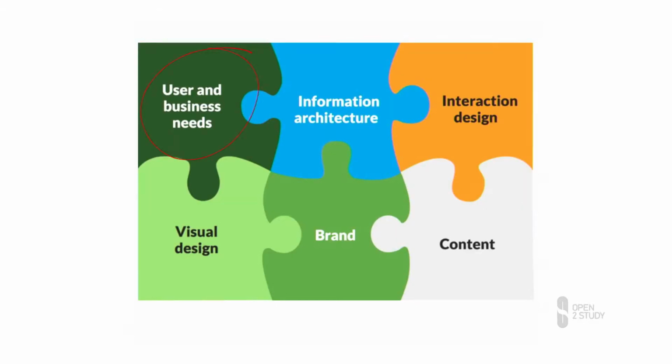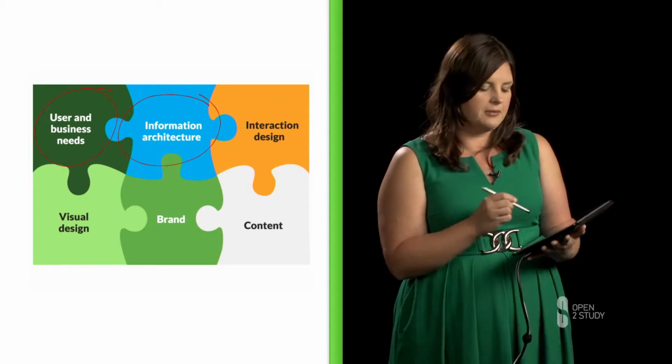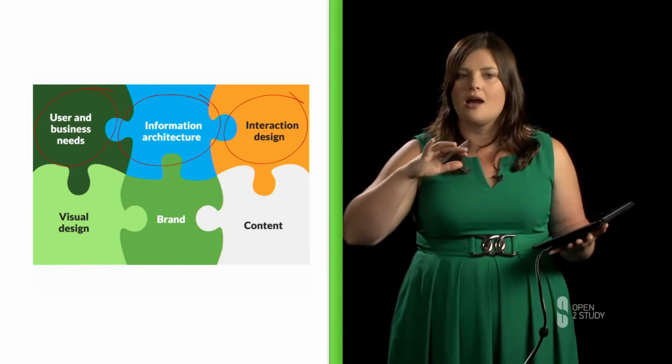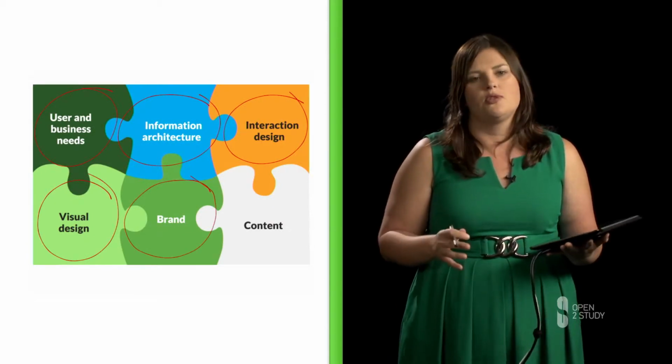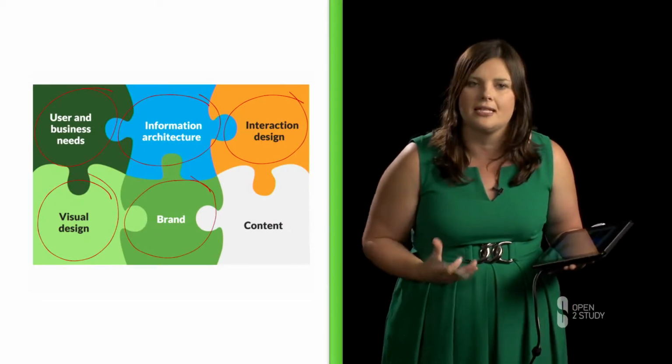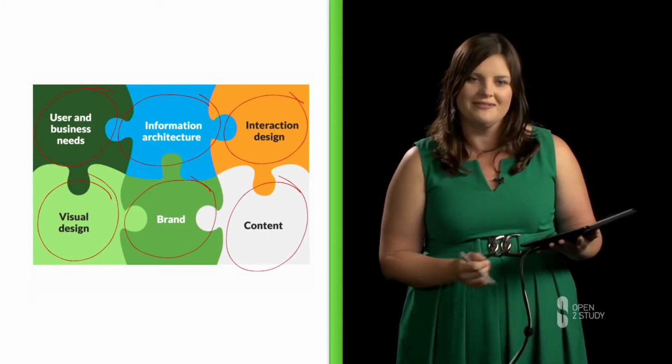The first is knowing your user and business needs. The second is knowing the information architecture or the structure of a website. The third is to understand the interaction design, so where things are on a page. The visual design is next, and that's where all the colours come into play. The brand is quite essential too, because we want to communicate that personality of the website. And of course, probably the most important and why you're watching is for the content. Okay, let's go through each one of those elements in a bit more detail.